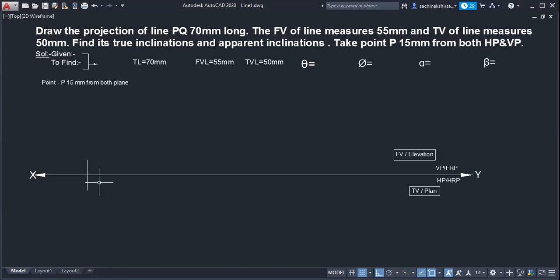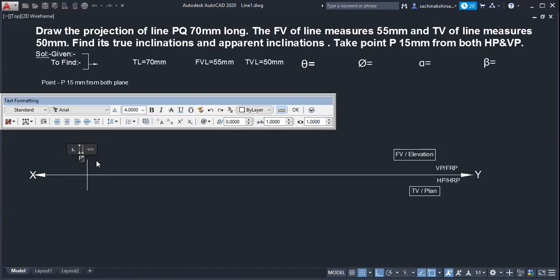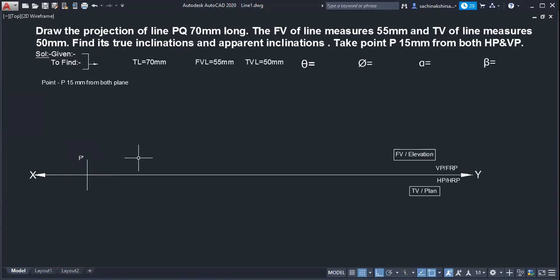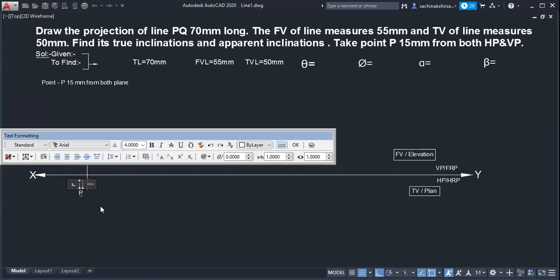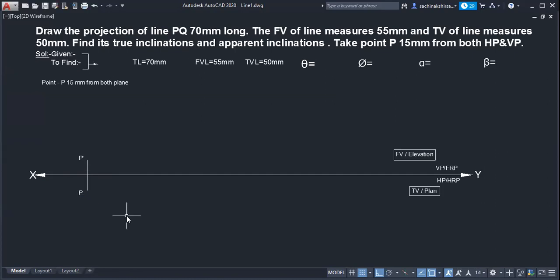Let us mark this. So this point I will say as P dash, and similarly in top view, that point will be P. How much distance is given? 15 from both. Once I mark the point, what do I have to do? Locus. Locus of that point.